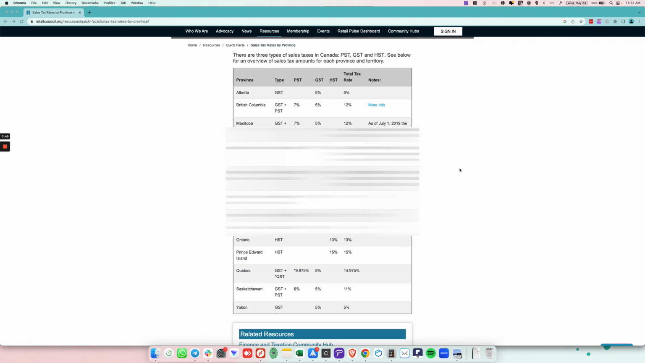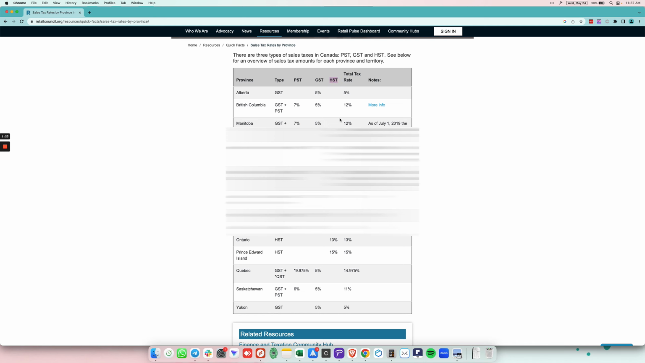So what exactly is the difference between all of these? First things first, everyone is required to collect and remit GST, in a normal situation. GST is the Goods and Services Tax, which is the tax from the federal government. The PST, on the other hand, is in the name, Provincial Sales Tax, so it is the sales tax of the provincial government. And HST is the Harmonized Sales Tax.